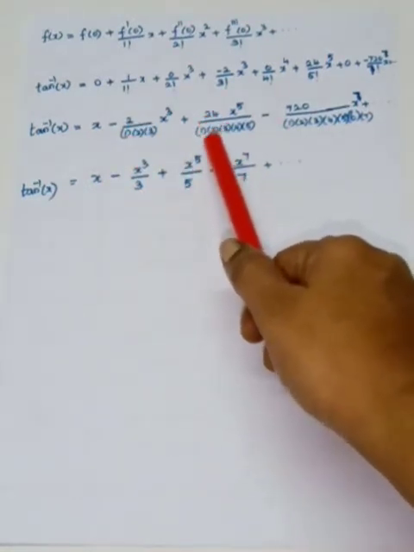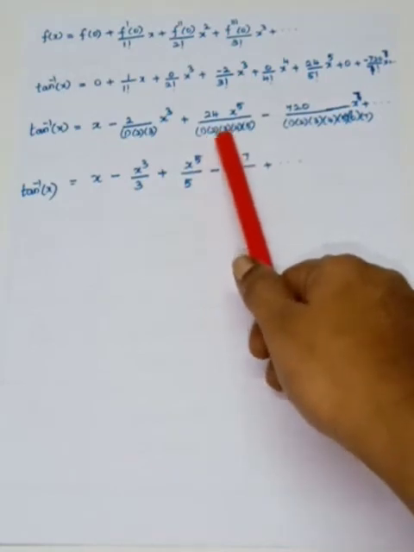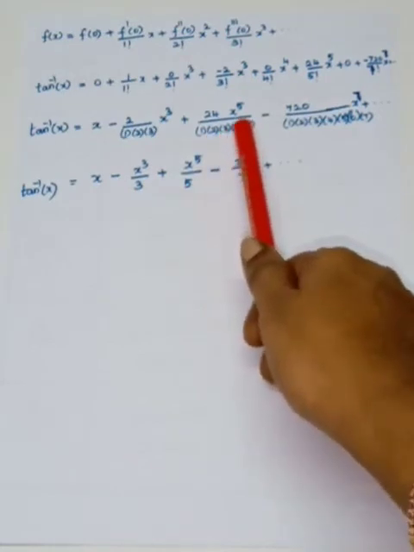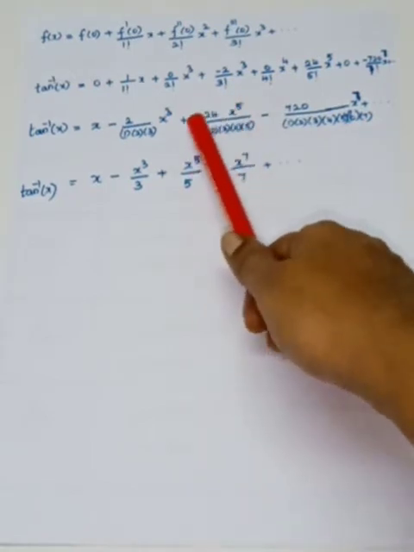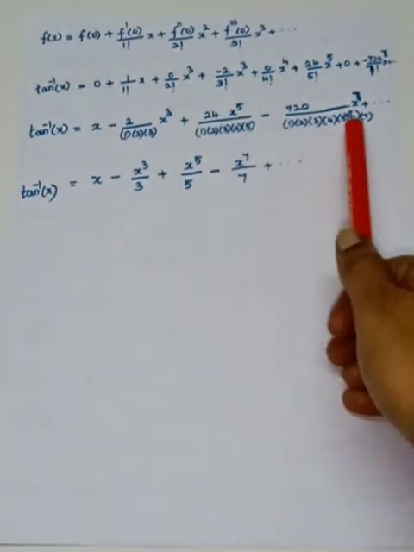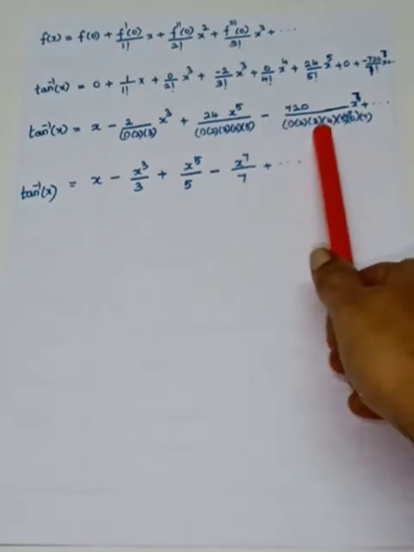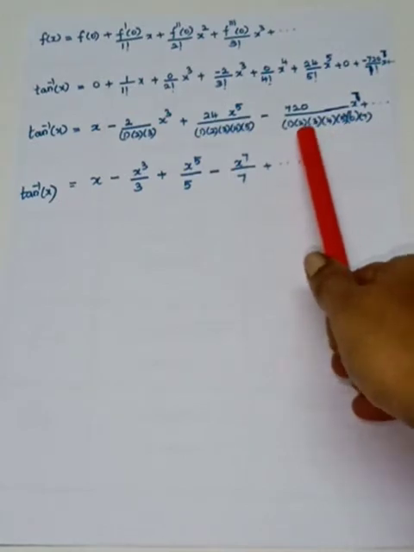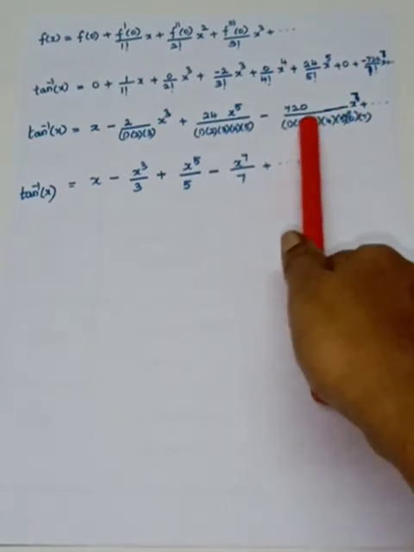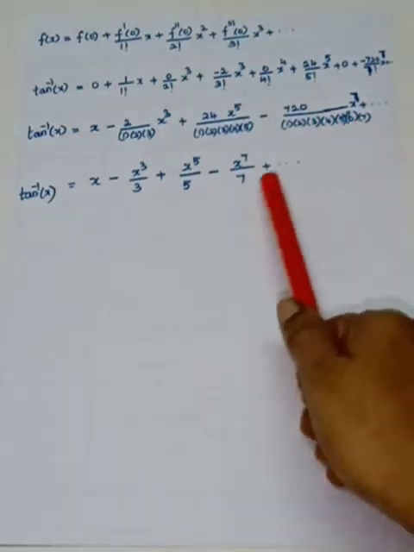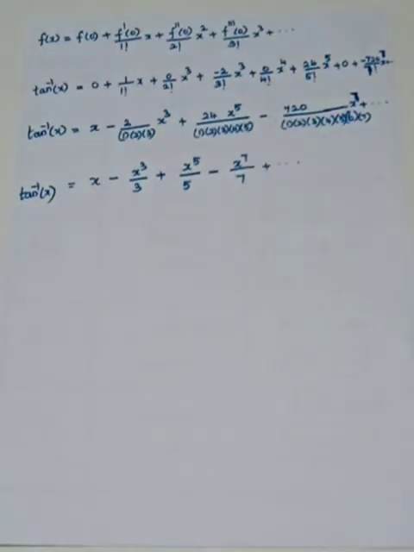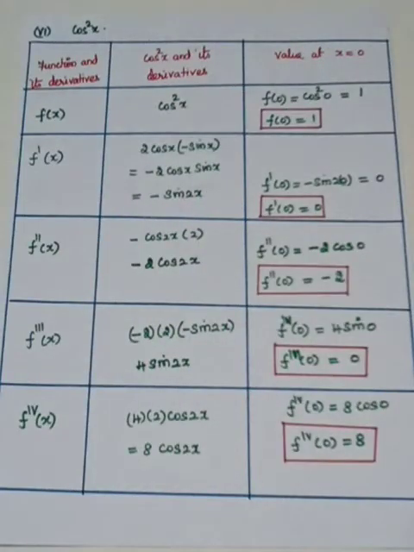Here 1 into 2, 2; 2 into 3, 6; 6 fours are 24. So 1, 2, 3, 4 get cancelled. So the remaining is 5. In the same way, 6 into 5, 30; 30 into 4 is 120; 120 into 3 is 360; 360 into 2 is 720. So 1 to 6 get cancelled, so the remaining is x power 7. So the answer is x minus x cube by 3 plus x power 5 by 5 minus x power 7 by 7 plus etc. So then the last one in the Maclaurin series is cos squared x.